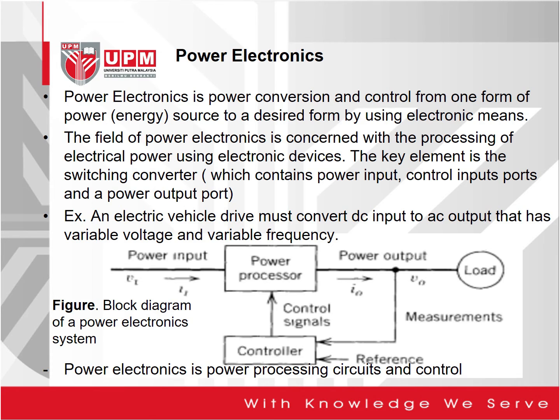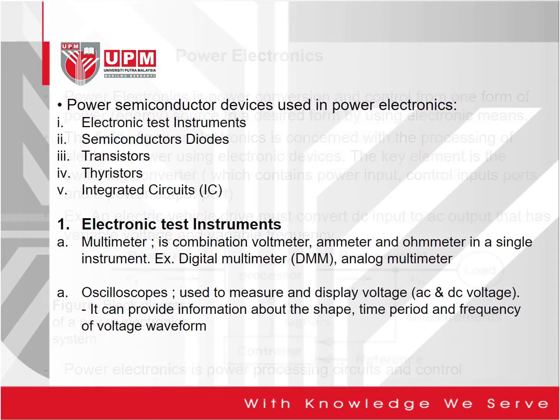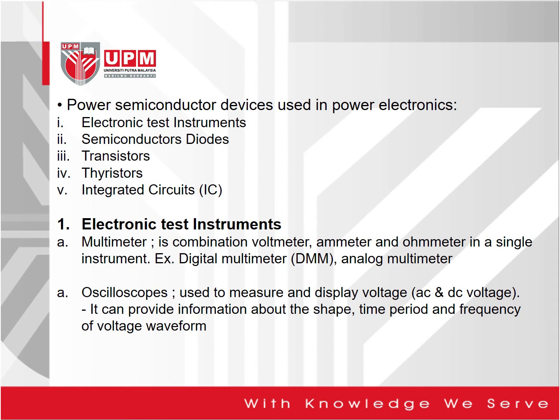This figure is the block diagram of a power electronic system. Power electronics is a power processing circuit and control. The power semiconductor devices used in power electronics are electronic test instruments, semiconductor diodes, transistors, thyristors, and also ICs, integrated circuits. So these are examples of power semiconductor devices.